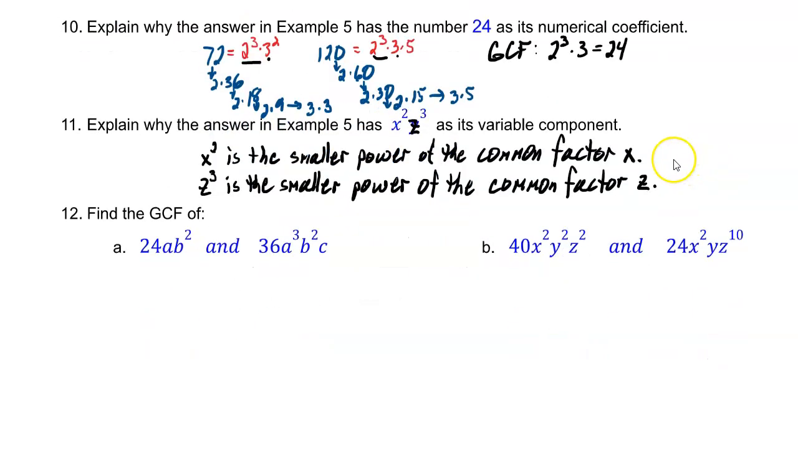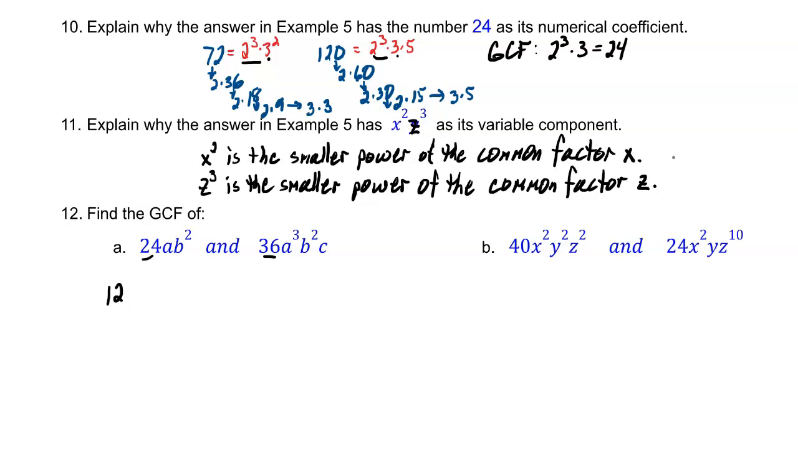Now, let's try this skill. Focus on the coefficients first, the 24 and the 36, and get the greatest common factor using any technique you like. Some of you might know that the largest number that divides into both is 12.